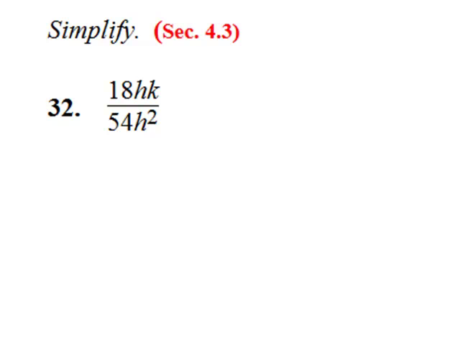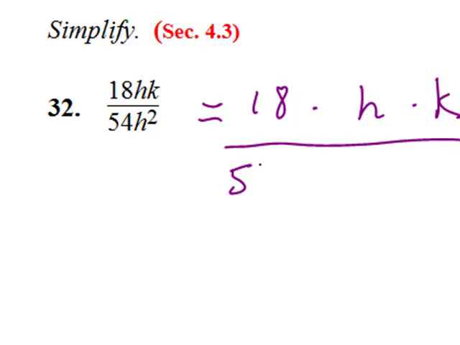Number 32. We have a single fraction which seems like it's got a lot going on here. In the numerator, we have 18 times h times k. And in the denominator, we have 54 times h squared, which is h times h. And you'll see why I want to write that out as h times h, because we can divide out a pair of h's. Every time we divide out a common factor, we can write a 1 in its place. But the k and the h cannot divide out, so that's complete.